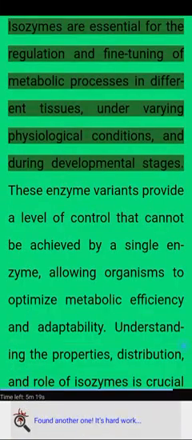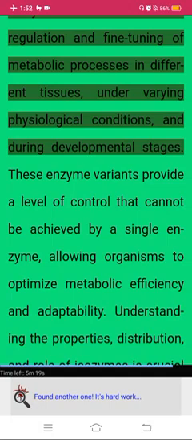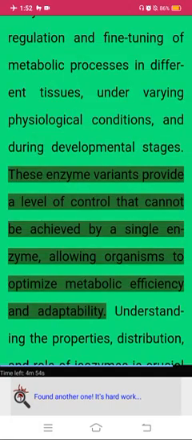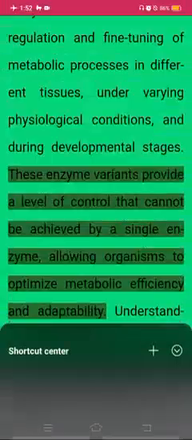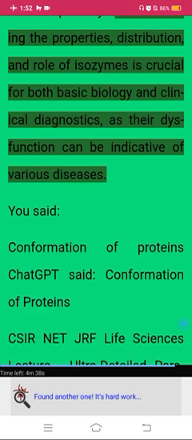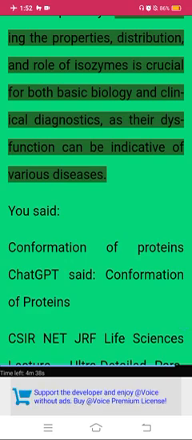Isozymes are essential for the regulation and fine-tuning of metabolic processes in different tissues, under varying physiological conditions, and during developmental stages. These enzyme variants provide a level of control that cannot be achieved by a single enzyme, allowing organisms to optimize metabolic efficiency and adaptability. Understanding the properties, distribution, and role of isozymes is crucial for both basic biology and clinical diagnostics, as their dysfunction can be indicative of various diseases.